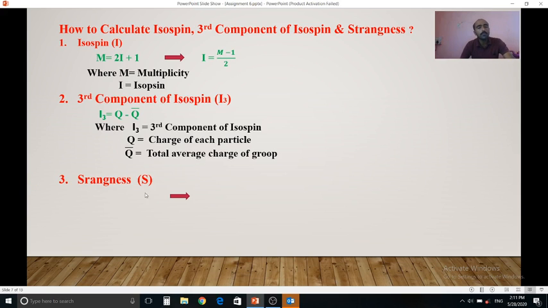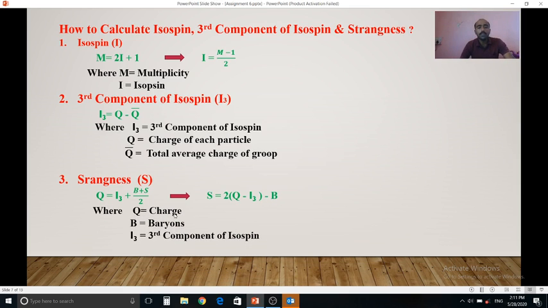Then third component is the strangeness. Using the Gell-Mann-Nishijima formula, Q is equal to I3 plus (B plus S) divided by 2. Using that formula, we calculate the strangeness of each and every particle. Rearranging this formula, strangeness S is equal to 2 times (Q minus I3) minus B, where Q is the charge, B is the baryon number, and I3 is the third component of isospin.